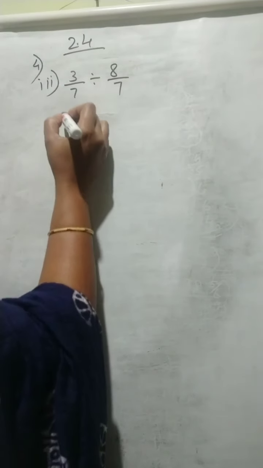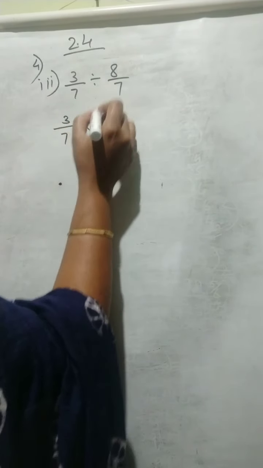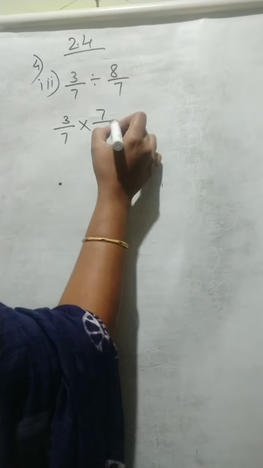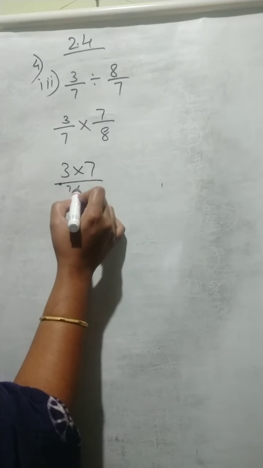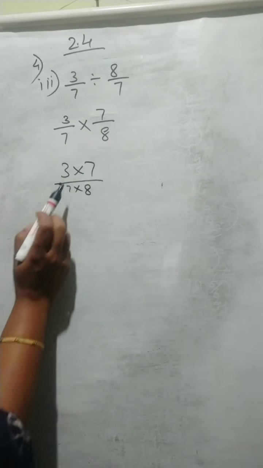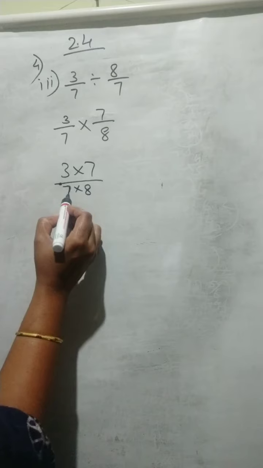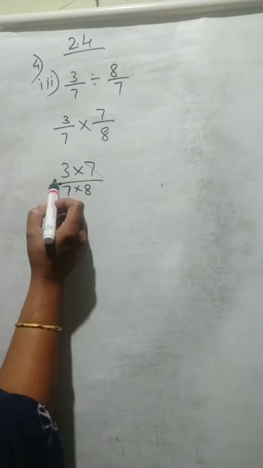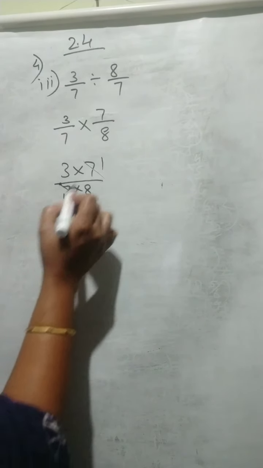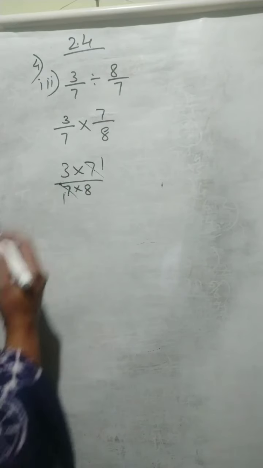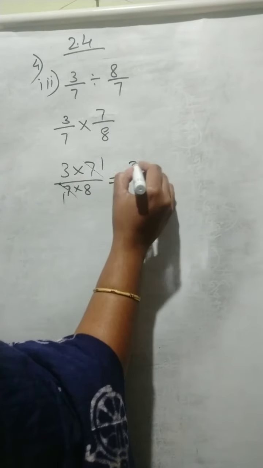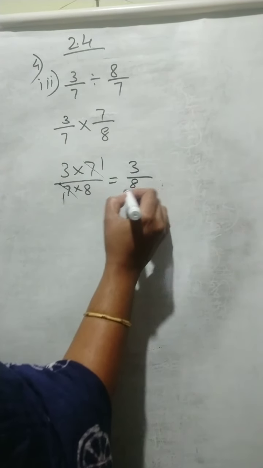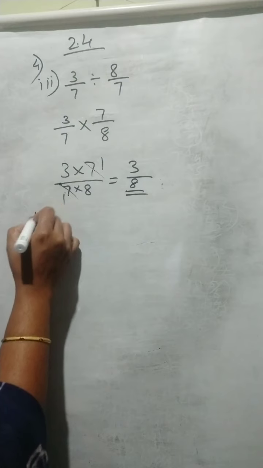Next question is 3 on 7 divided by 8 on 7. That is 3 on 7 multiplied by reciprocal of 8 on 7. That will be 7 on 8. Then 3 times 7 divided by 7 times 8. We can cut this numerator and denominator. Which numerator and denominator? 7 and 7. Dividing both numbers by 7 itself, we will get 1 and 1. If we are cutting same numbers, we will get 1. So 3 times 1, 3. Then 1 times 8, 8. It's a proper fraction. So keep it there itself.